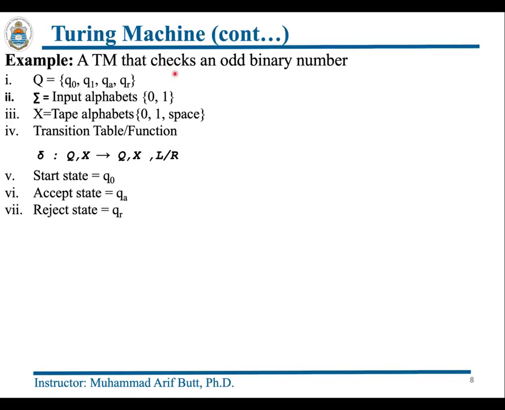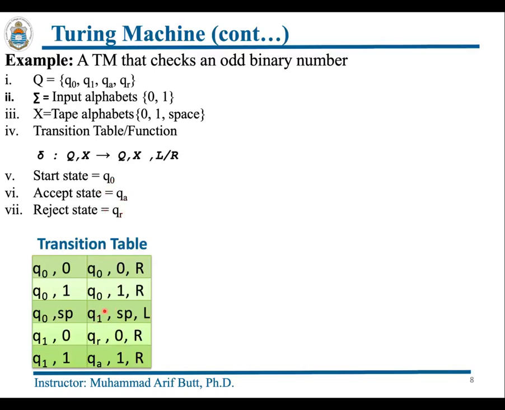So this Turing machine that checks an odd binary number will have these states Q0, Q1, QA, QAccept and reject. The input alphabets are 0 and 1 because the string will only contain either of these two symbols. And the tape alphabets can be 0, 1 as well as space. This is the transition function. I will describe this in a bit of time. The start state is Q naught, the accept and reject state are QA and QR.